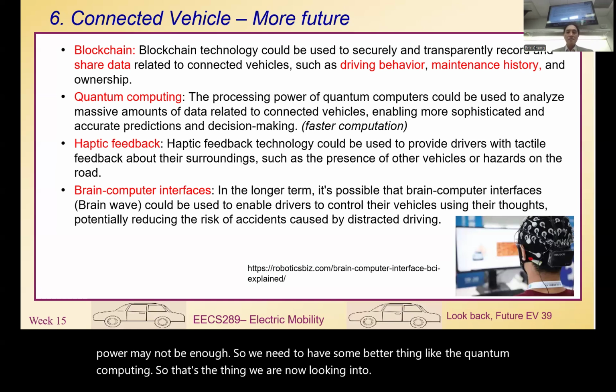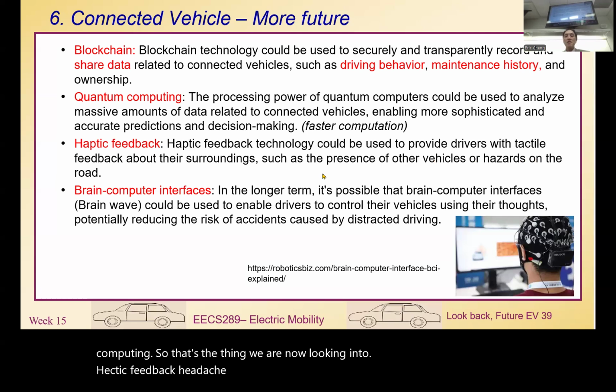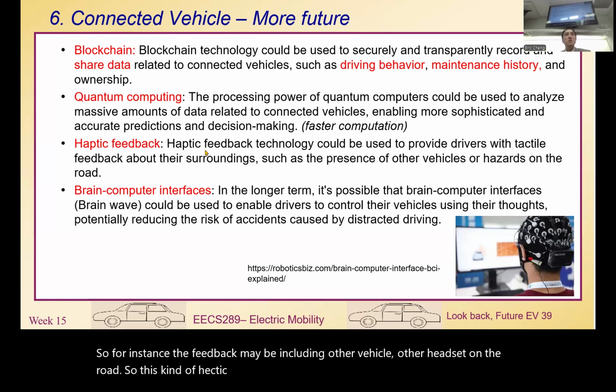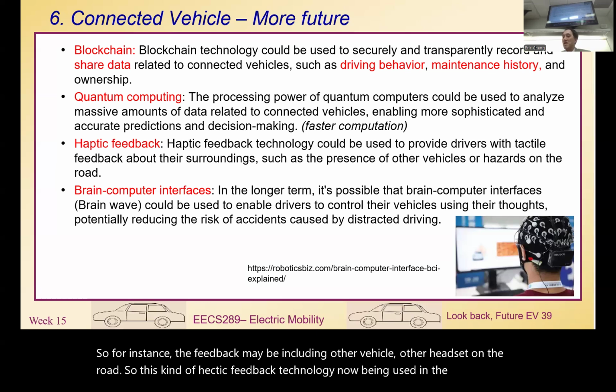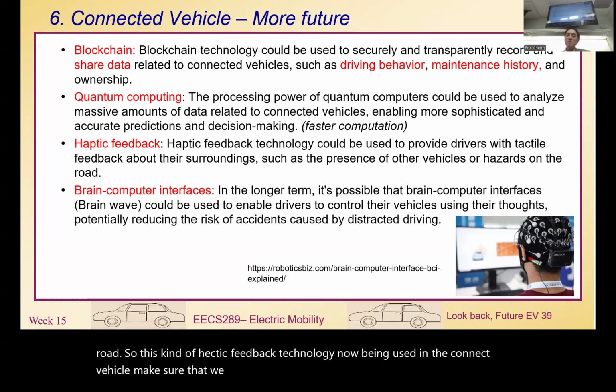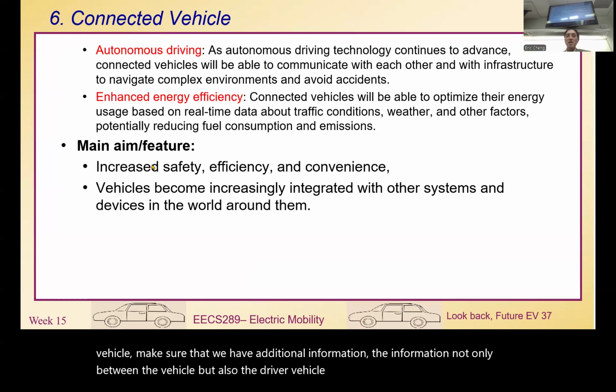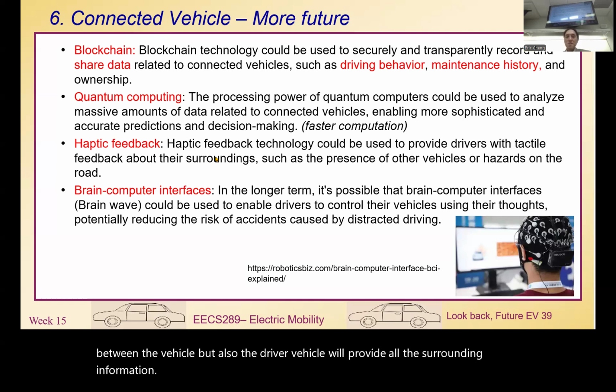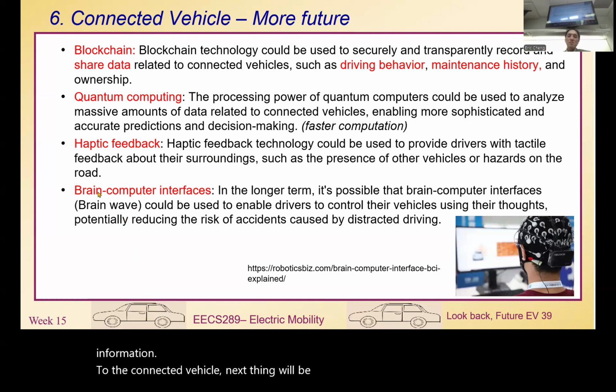Haptic feedback. Haptic feedback technology provides the driver with haptic feedback around them. For instance, the feedback may include other vehicles, other hazards on the road. This kind of haptic feedback technology is now being used in the connected vehicle to make sure that we have additional information. The information is not only between vehicles, but the driver's vehicle will also provide all the surrounding information to the connected vehicle. Next thing will be the brain computer interface, called the brain wave, like in this picture.